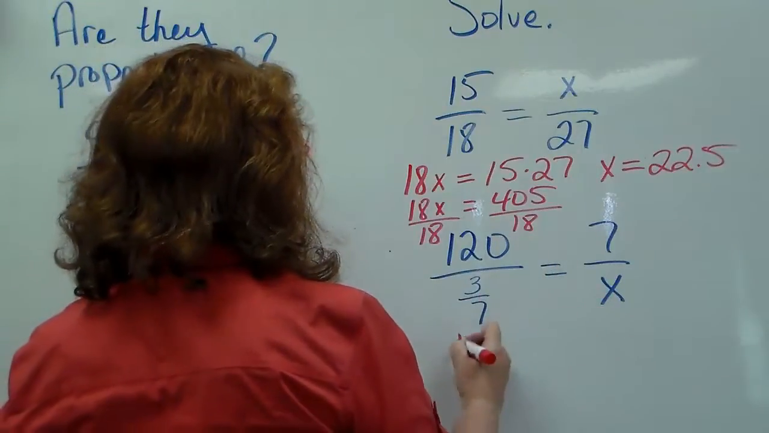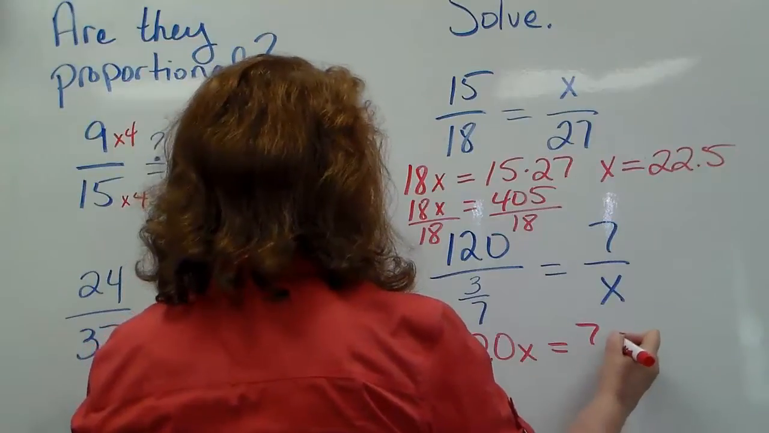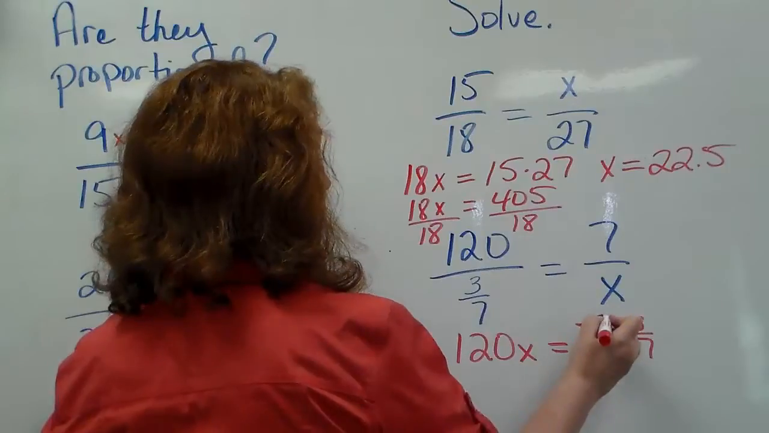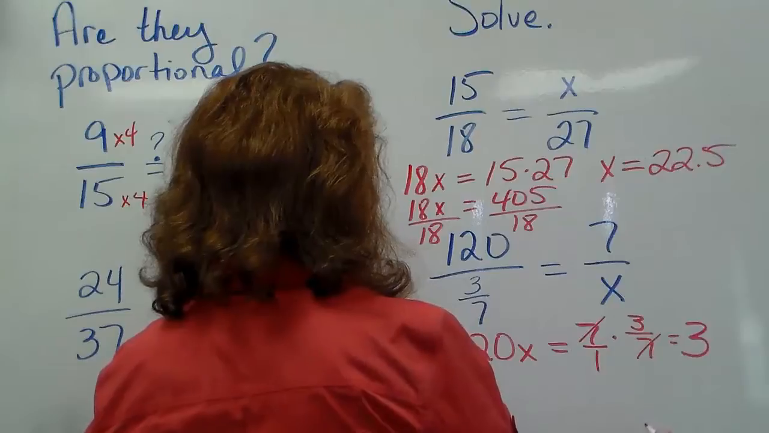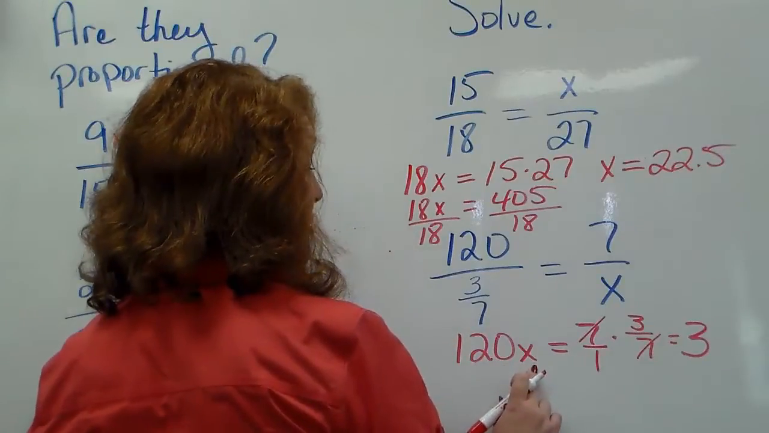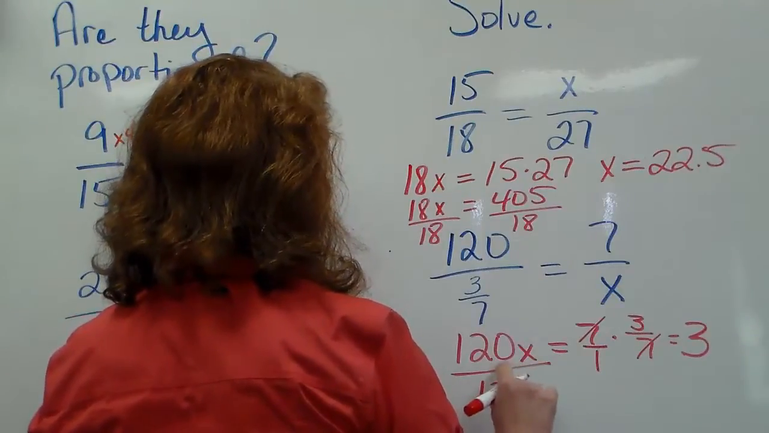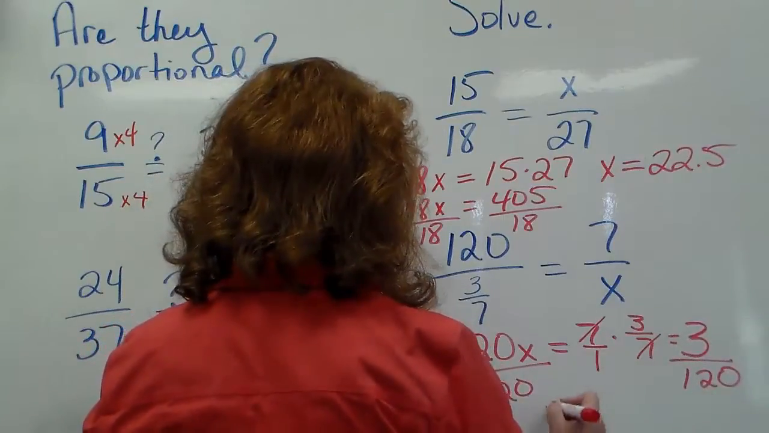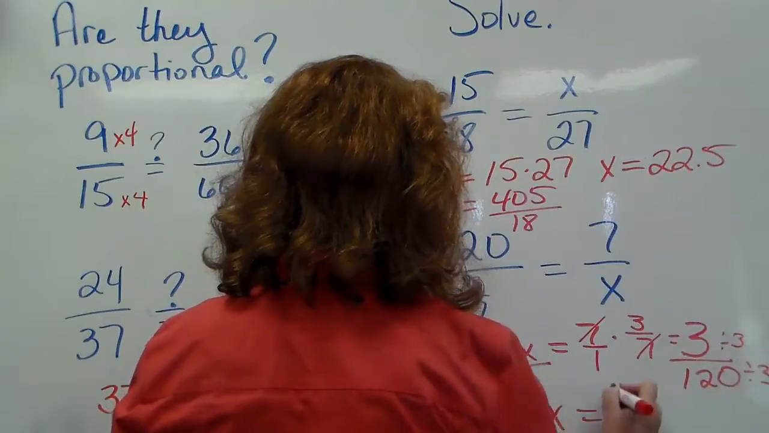Here again, we're going to use cross products. 120 times x equals 7 times 3/7. Well, I'm going to stick that over 1, and I'm going to cross cancel, and this number actually becomes 3. So 120x equals 3, and I'm going to divide each number by the number that's multiplied to my variable, and I'm going to reduce this, and x equals, divide by 3, x equals 1 over 40.